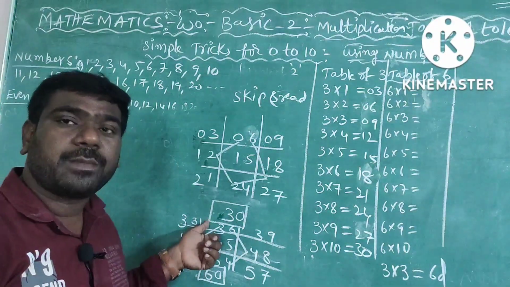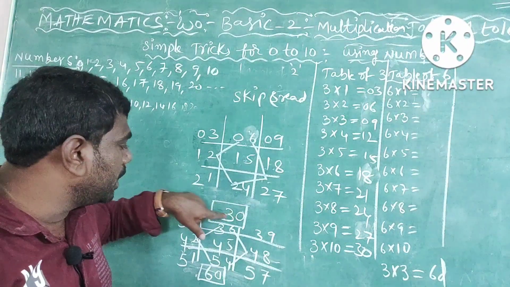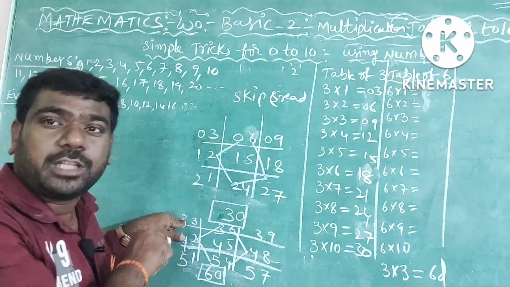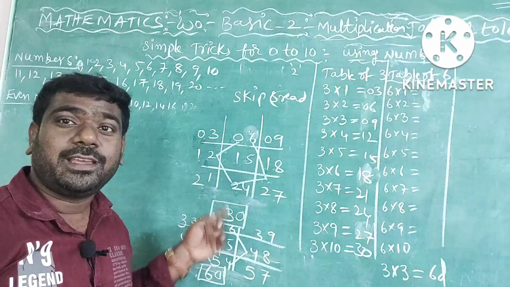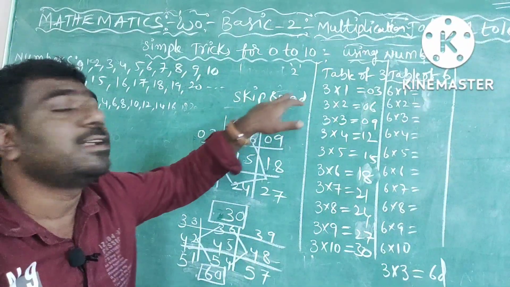The first step is common, but in the second step, where the ending is 3, after the number 3 ends, the same number starts again in the next row. This is how to read it. You will not get it directly; you have to skip and read this pattern.